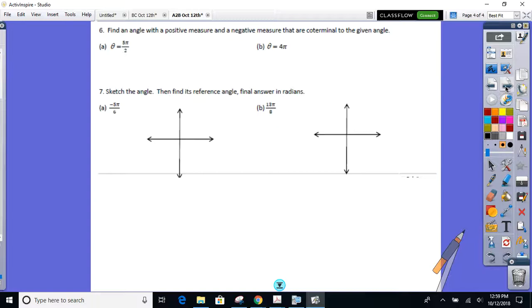All right, here's what I want to do. Everything we did yesterday in degrees, I want to do it in radians now. Remember finding a reference angle? I want to do it in radians now.